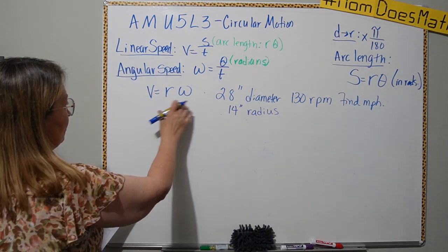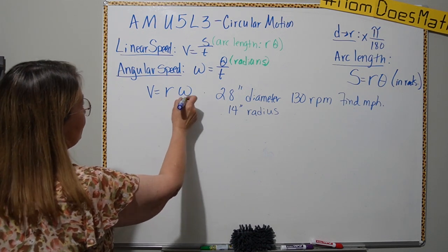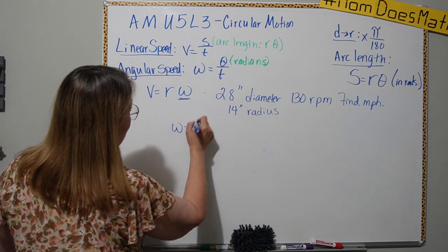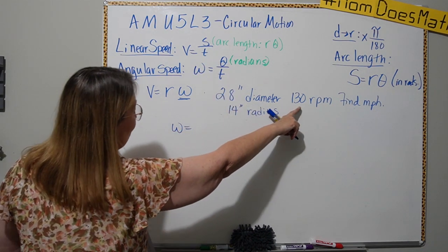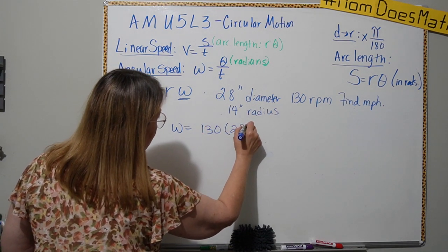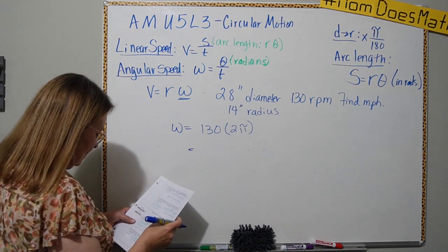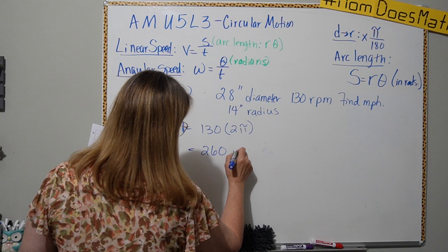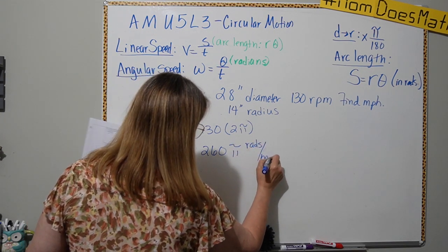So we are going to use our new formula. We already have the radius, so let's see if we can find the angular speed. Omega is equal to theta, which is how many revs does it go? 130 times what? 2 pi. So 130 times 2 pi is 260 pi, and this is radians per minute.